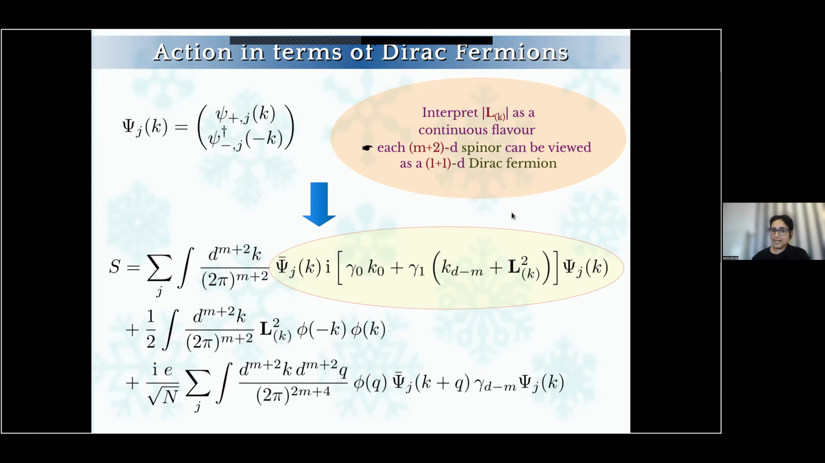The reason that we rewrote it in this form is that it looks like the action of a Dirac fermion, and now we can use the entire machinery that is available from the quantum field theory of high energy physics for this kind of fermions.